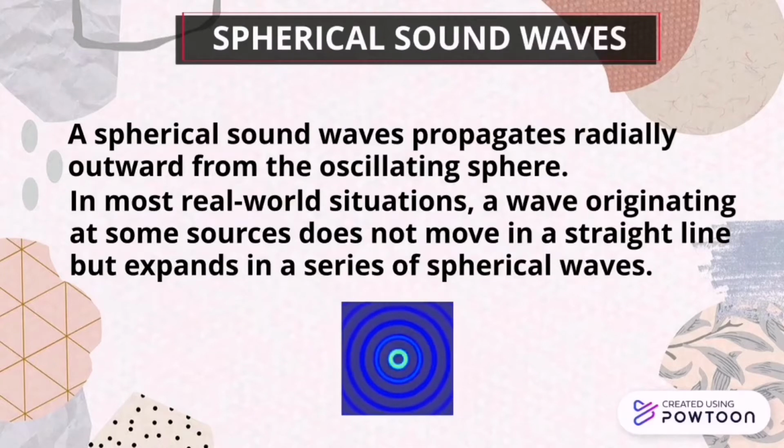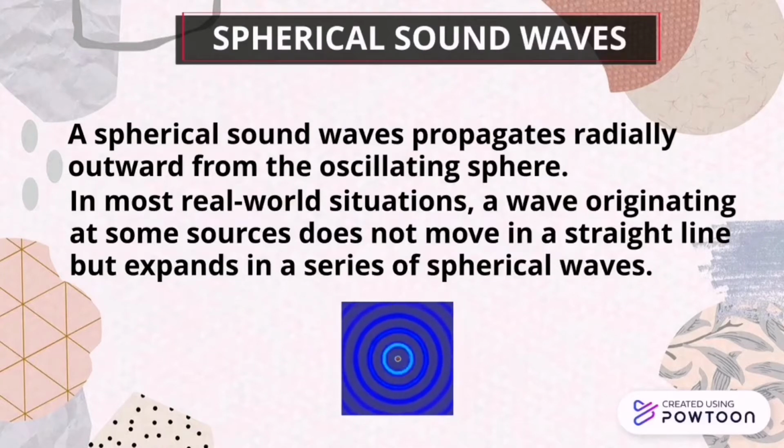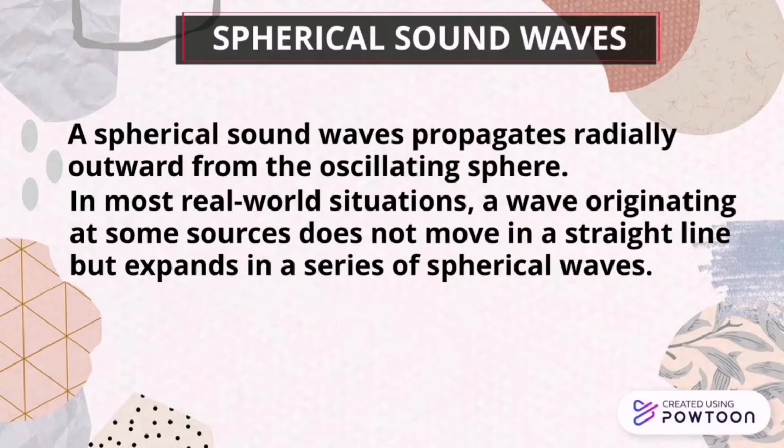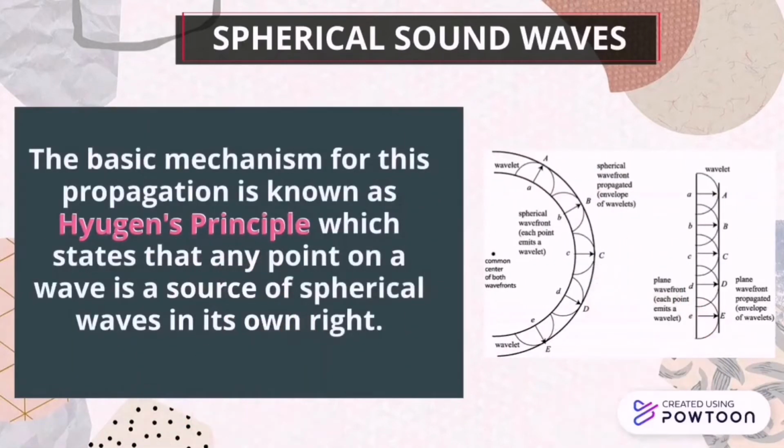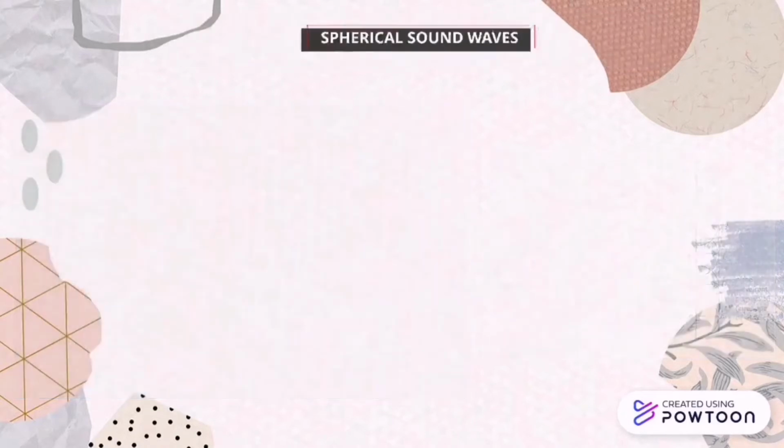In most real-world situations, a wave originating at some source does not move in a straight line but expands in a series of spherical waves. The basic mechanism for this propagation is known as Huygens principle, which states that any point on a wave is a source of spherical wave in its own right.